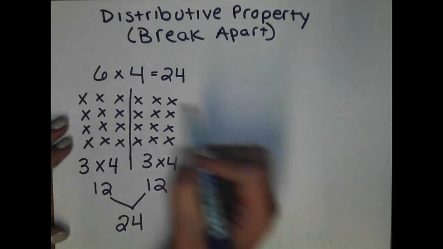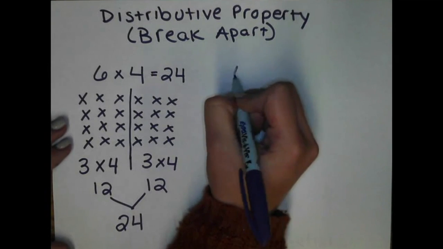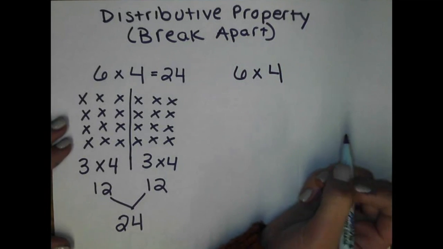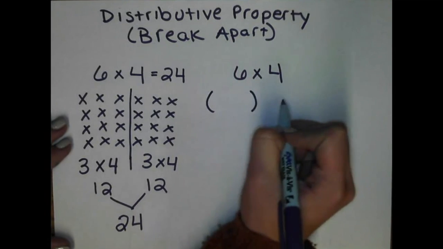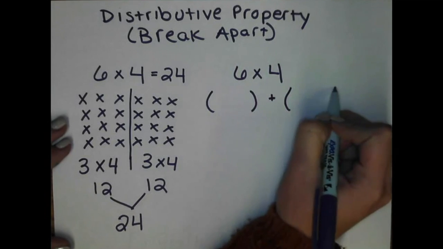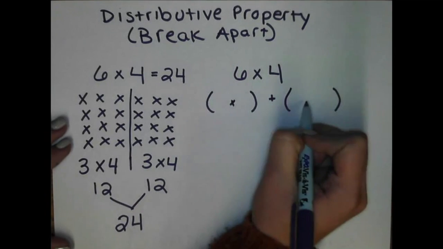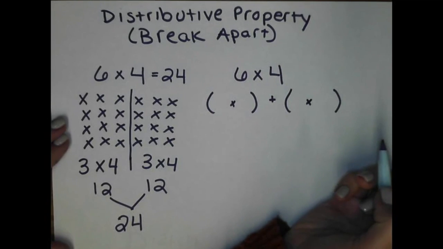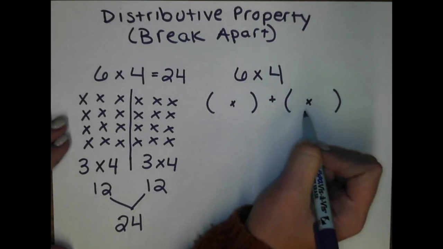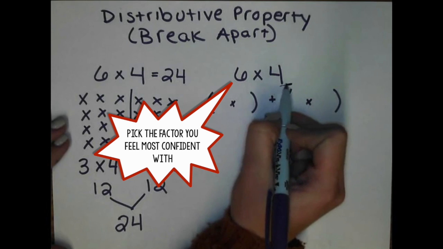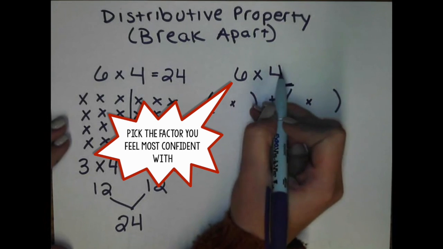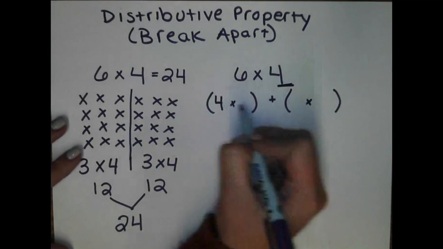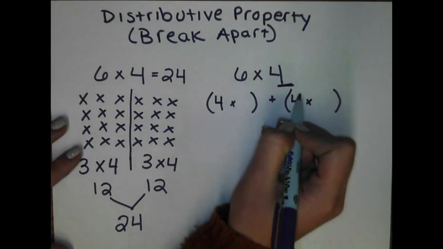Another way to look at this is if we had 6 times 4 again, another way to use the distributive property is it's going to be one multiplication sentence plus another one. First thing I'm going to do is pick a factor that I want to keep in both of my multiplication sentences. I'm going to go with my 4 because it's a smaller number and I think I know my 4 facts a little better. So I'm going to put 4 in both of my multiplication sentences.